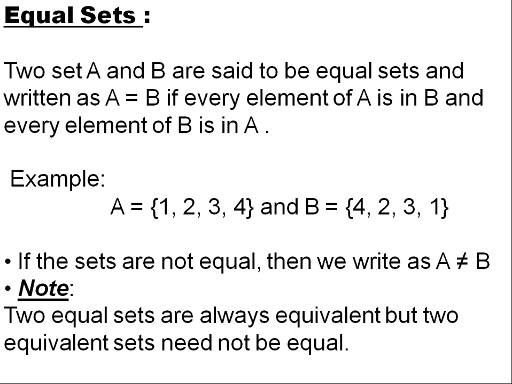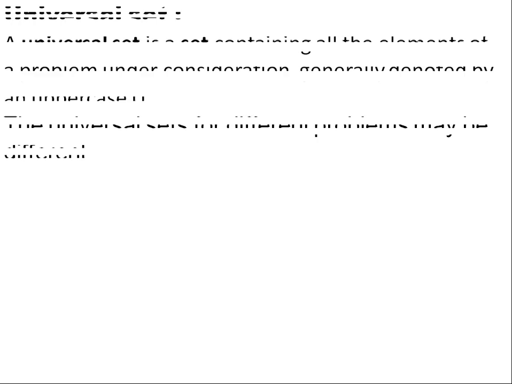We have to note that two equal sets are always equivalent, but two equivalent sets need not be equal. Remember, if we are going for equality of the sets, their cardinal number has to be the same before we actually match the elements to see whether they are the same or not. But if we are talking about equivalent sets, it doesn't matter whether the elements are the same, but the total number of elements should be the same. Hence, two equal sets are always equivalent, but two equivalent sets need not be equal.